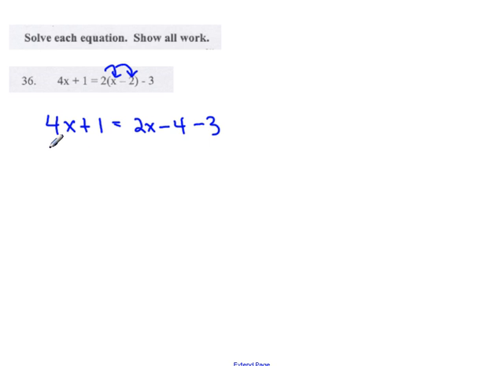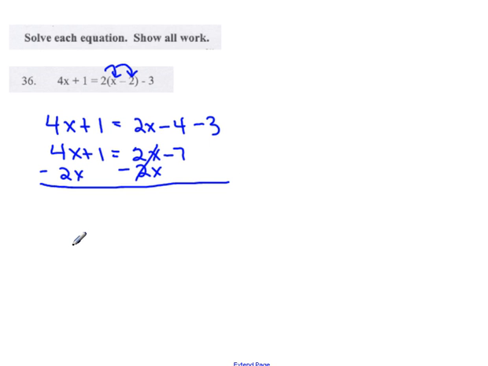Okay, on the left side we can't do anything just yet because they're not like terms, but on the right side you have two terms that are like terms, so you need to combine them. Negative 4 minus 3 is negative 7. Now you have that classic variables on both sides, what I call your Gini problem. So we want to bring variables to the left. That cancels the variable on the right, and you get 4x minus 2x is 2x plus 1 equals negative 7.